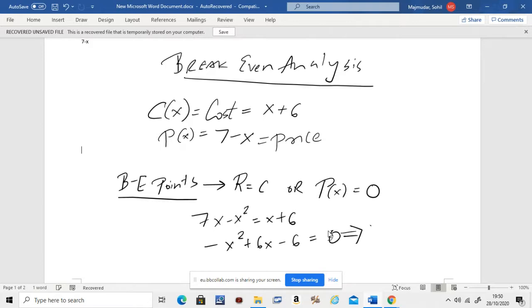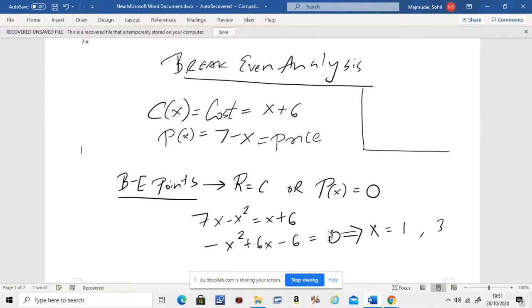So you may get two values of x. Now this is just after solving this. So you get two values of x, say something like 1 and 3. This is not the correct answer. You'll have to solve this to get two values of x.